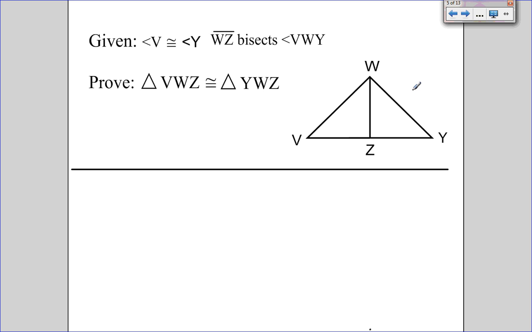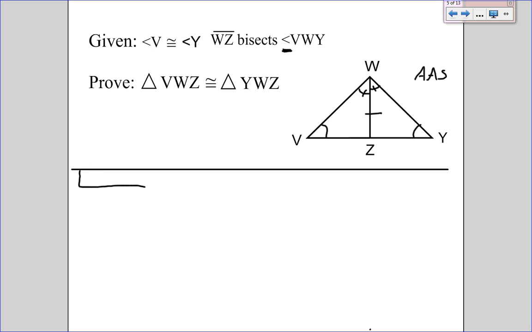All right, we're going to look at one more here. So pause the video once again, pay close attention to what it says in the given, and try it out. Okay, angle V is congruent to angle Y. WZ bisects angle VWY. So this is not a segment bisector, but an angle bisector because it's cutting an angle in half. That means this angle up here is congruent to this angle up here. And it looks like I have a common side, so it's reflexive on itself. So I'm going to have to prove these two triangles congruent by angle, angle, side.